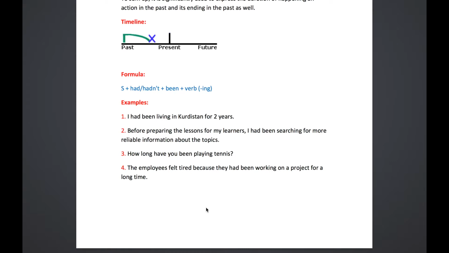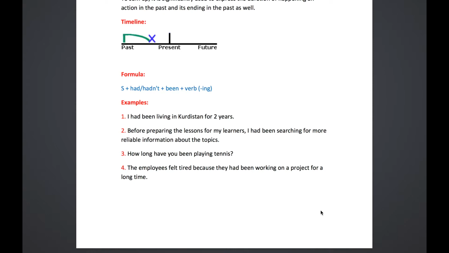Well, and the third one, you can put it in a question form here. How long had you been playing tennis? So here's the question form, you can answer it and that will be showing the duration of time. You can say I had been playing tennis for 2 hours or for the whole day.